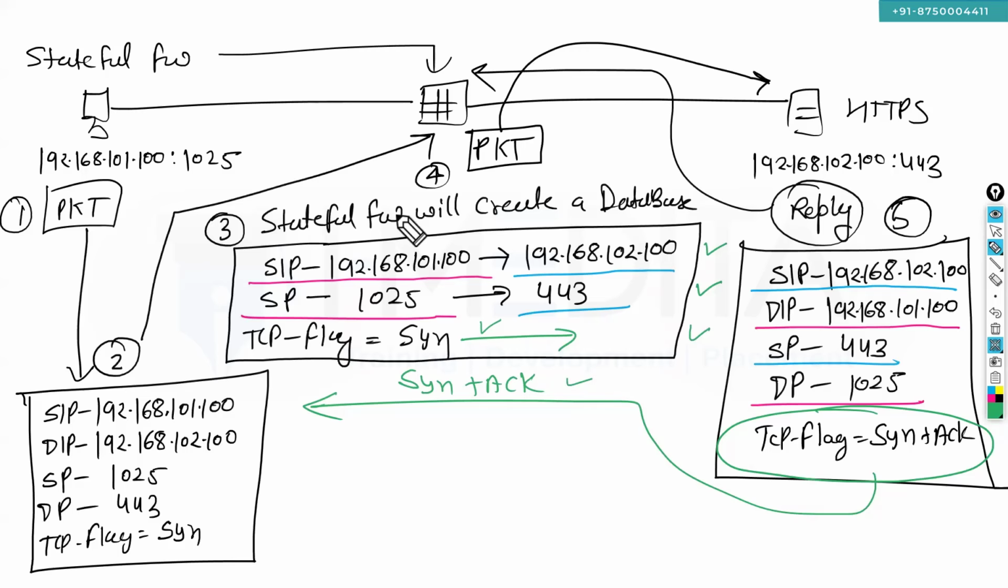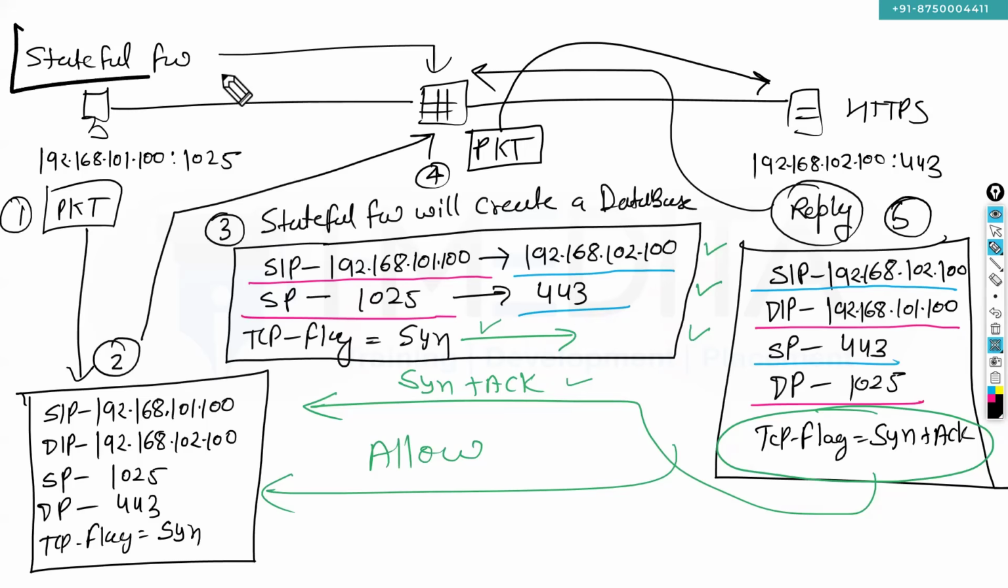If the reply packet information L3, L4 and flag match, the packet or traffic will be allowed. This packet will be allowed. If anything does not match, then firewall will drop this packet. So in this way, your stateful firewall works.